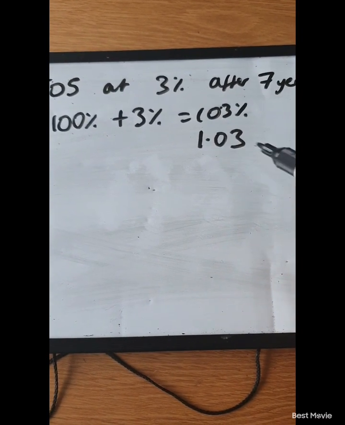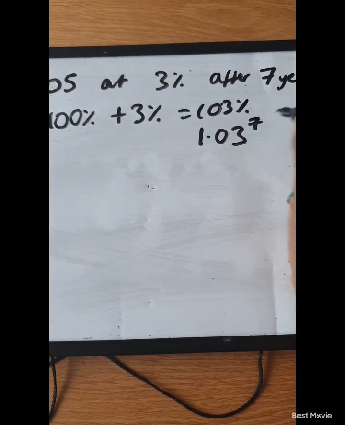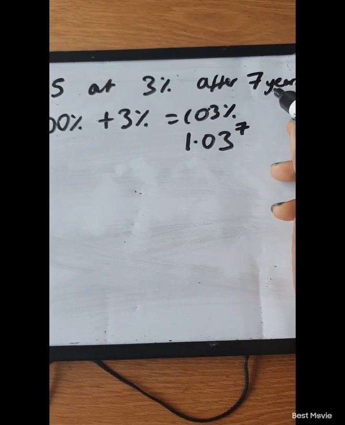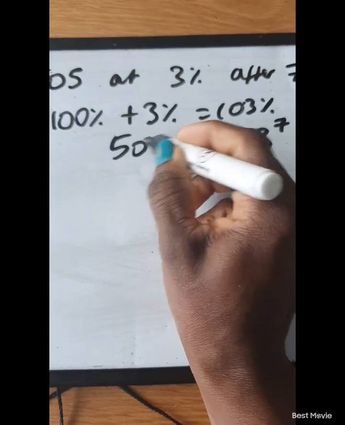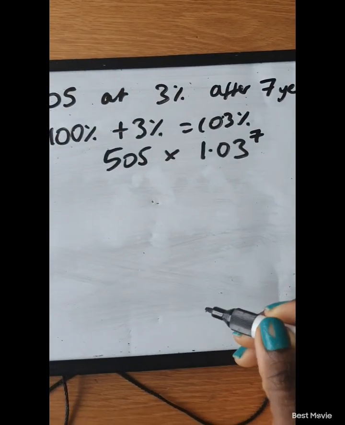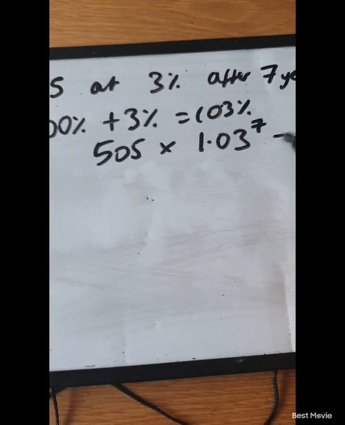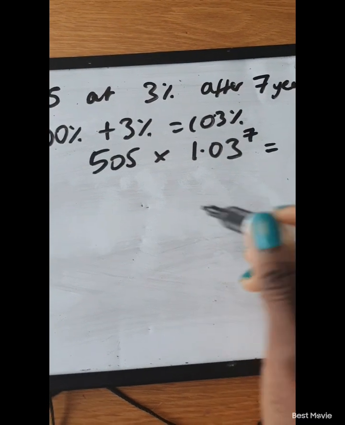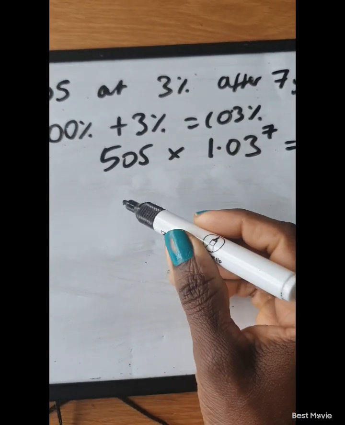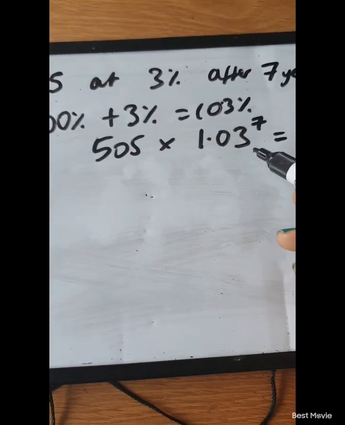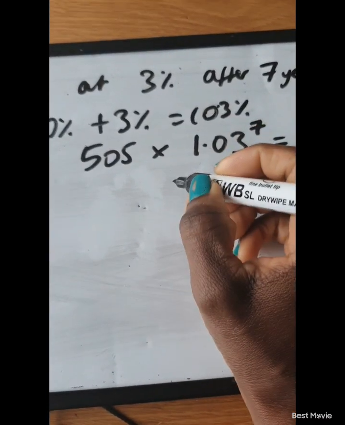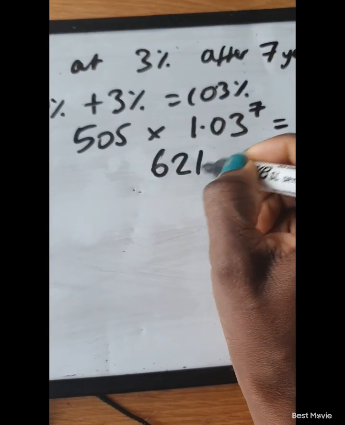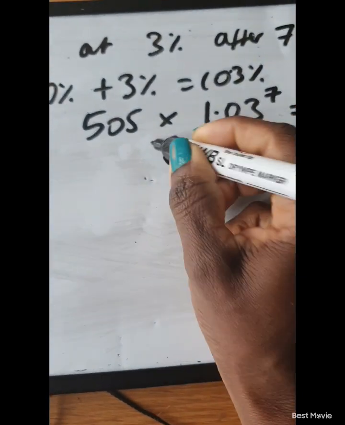This is my multiplier, and I am multiplying that to the power of 7 because I've left the money in the bank for 7 years. My initial deposit is 505. Okay, so this is the final working out. So again, you can do 505 multiplied by 1.03 times itself 7 times as I did earlier. So the final amount for that would be £621 and 9 pence.